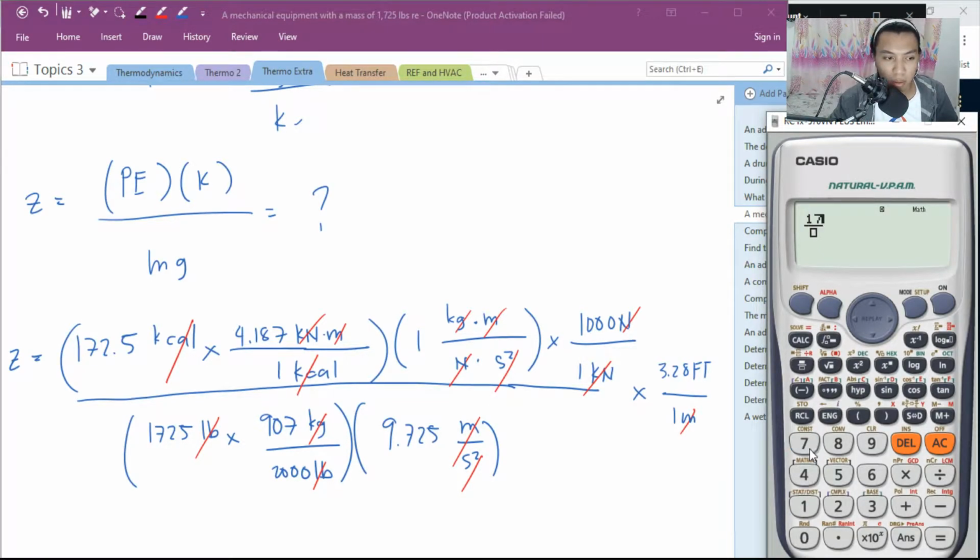So, 172.5 times 4.187 multiplied to 1,000, isa ang solution na lang, times 3.28. Medyo mababa lang ito makukuha natin dito. 1,725 times 907 divide by, sir, ba't hindi na lang 2.205? Ito yung, pinapakita ko lang sa inyo para matandaan nyo siya. Pero pwede din dito na 1 kilogram is 2.205 pounds.